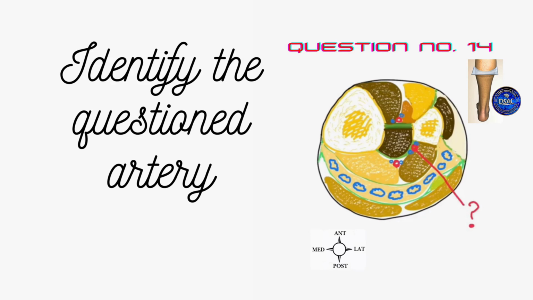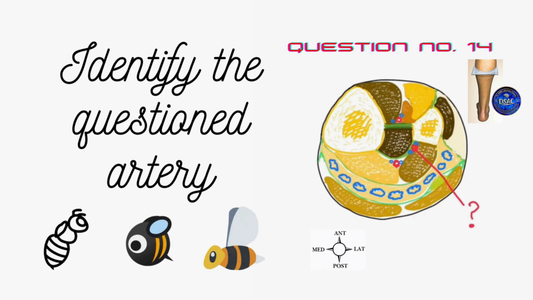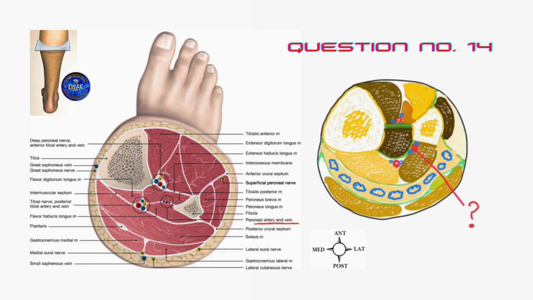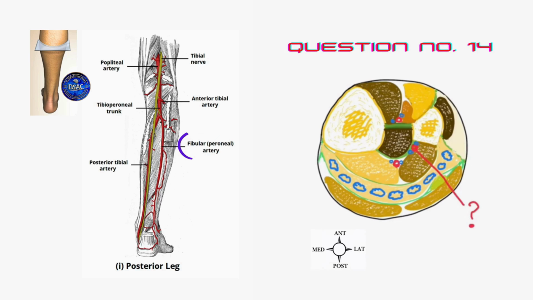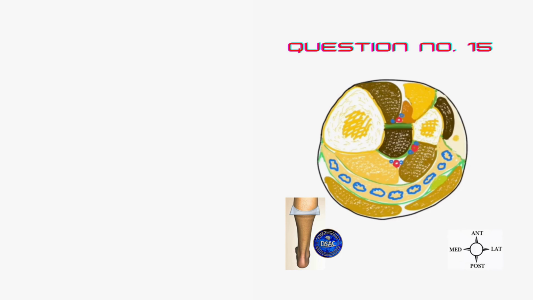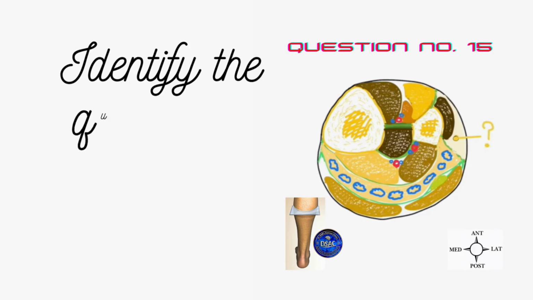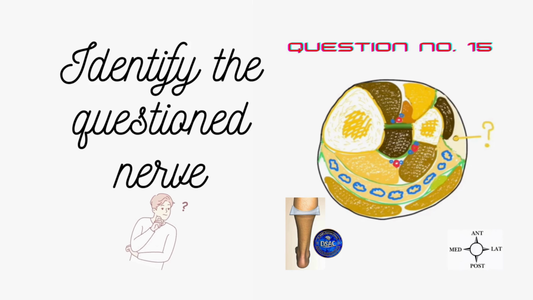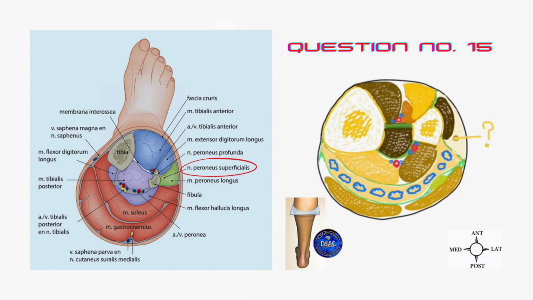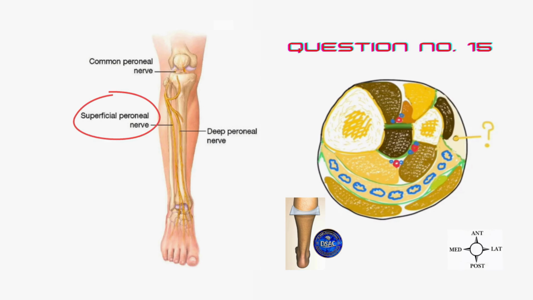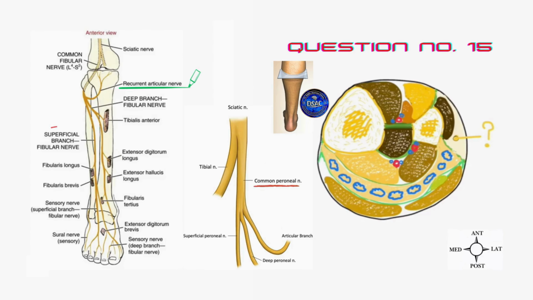Identify the questioned artery. This is fibula or peroneal artery, a lateral branch of posterior tibial artery in the back of leg. Identify the questioned nerve. This is superficial peroneal nerve, motor nerve supply for the lateral compartment of leg. Common peroneal nerve, after giving out its recurrent genicular branch or articular branch, splits into its two terminal branches, a superficial and a deep branch.